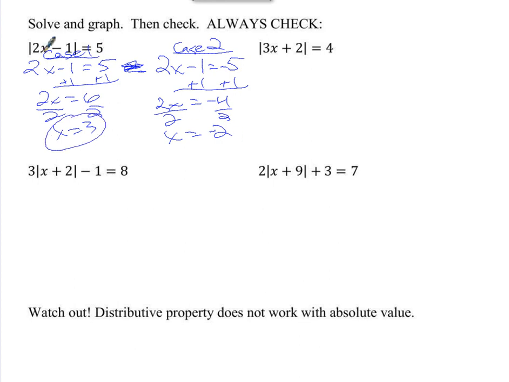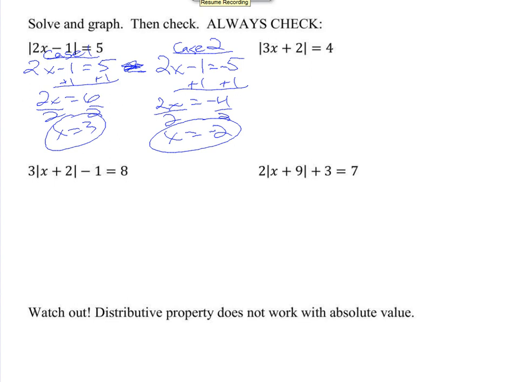Take -2, plug it in. 2 times -2 is -4. -4 minus 1 is -5. The absolute value of -5 is 5. So this one also works, and I'm going to circle it. We got two answers. Both answers work, so you circle both.